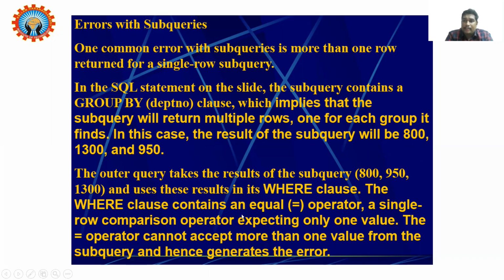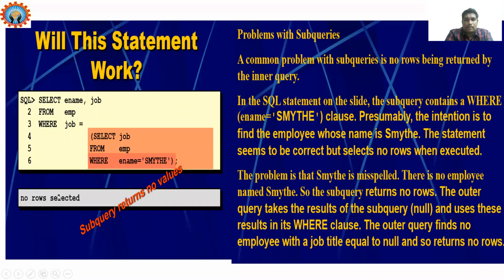The where clause contains an equal operator. Already we said a single-row comparison operator such as is equal to expects only one value. The equal operator cannot accept more than one value from the subquery, and hence it generates the error. When you use group by, we get three values, 800, 950 and 1300, the minimum values of three departments. But since you are using the equal operator, it can take only one value, so comparing one value with three or more values does not work. It just gives no rows selected. It is executed, but it gives no rows.